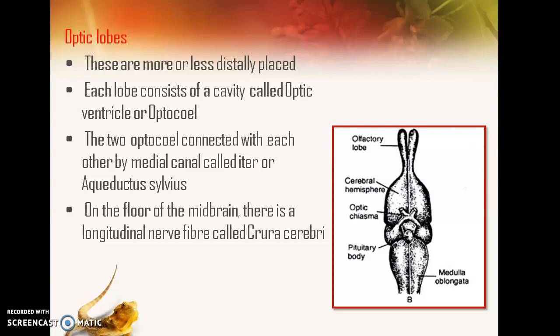optocoel. The cavity in the optic lobe is called the optocoel or optic ventricle. These two optocoels are connected with each other by a medial canal that is called the aqueductus cerebri.